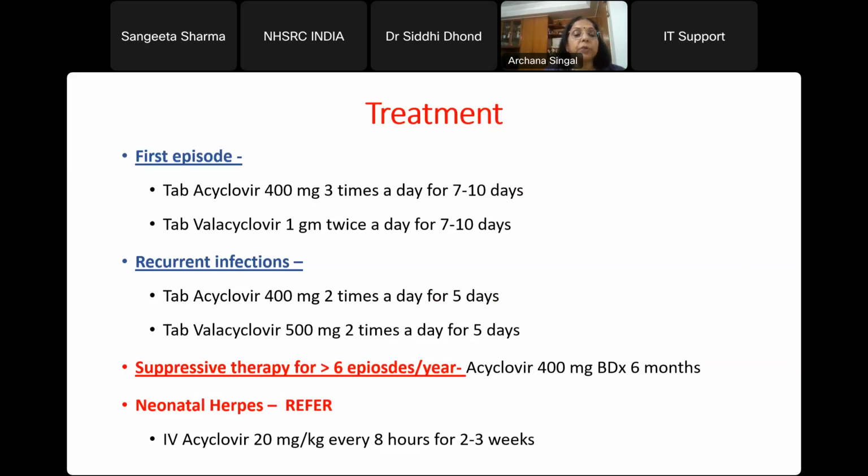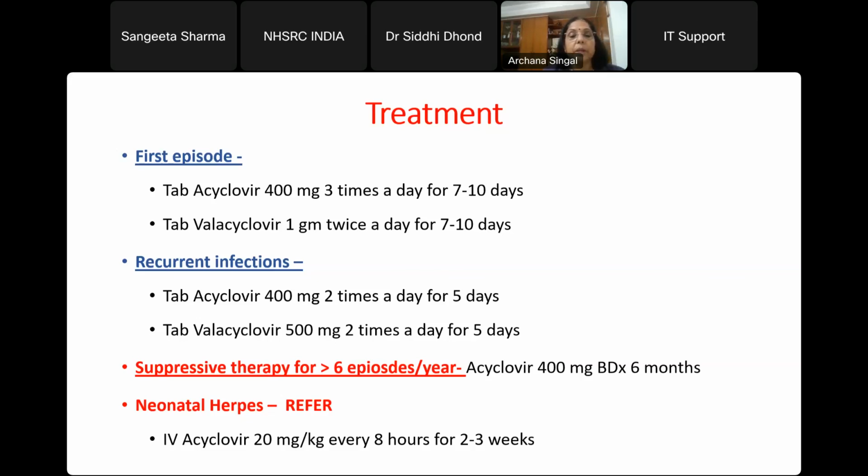So if this is the first episode, it will be very painful. Patient will be distressed. Then you can give acyclovir tablet, 400 milligram 3 times a day for 7 to 10 days. If it is recurrent, then only for 5 days. And suppressive therapy is required if there are more than 6 episodes a year, 400 milligram BD for 6 months. Okay. If there is neonatal herpes, then you refer, because the patient has to be given IV treatment because there are many lung and CNS complications.